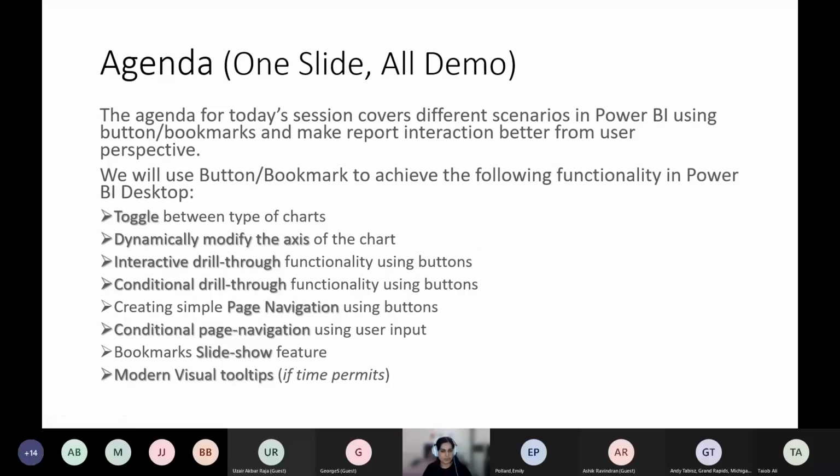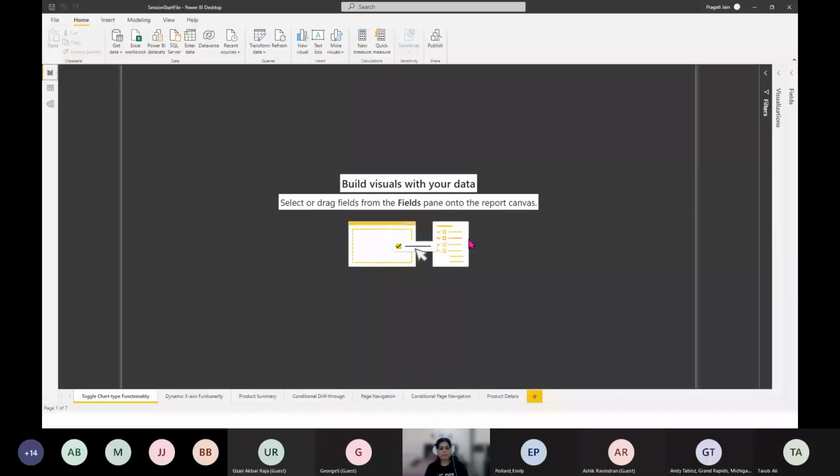So let's start with toggling between types of charts. Toggling between types of charts can be helpful, especially when you have multiple visuals on a report page and you want multiple charts in the space of a single chart. In that scenario you can use toggle functionality in Power BI. We'll achieve this using the bookmarks pane along with the selection pane and buttons. Let's see how we do that. When we are talking about toggling between charts, obviously we need more than one chart, right? So let's create two charts.